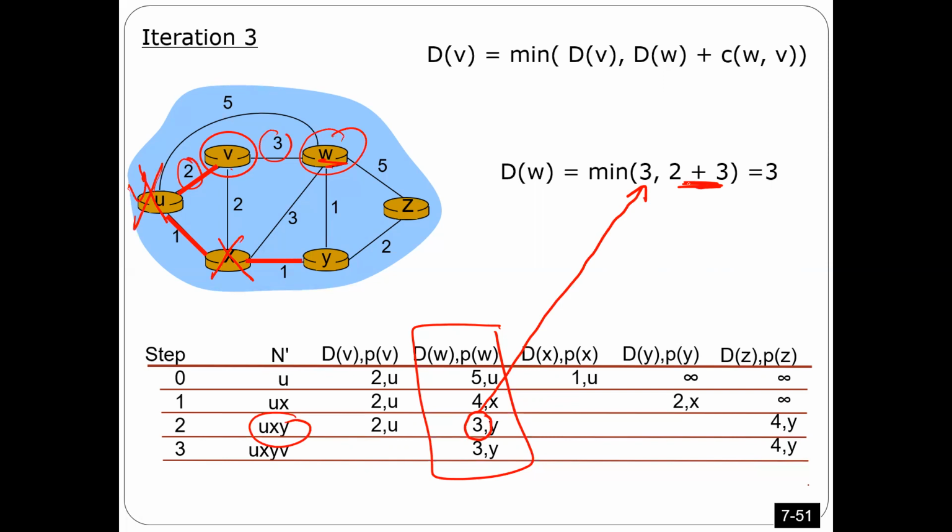2 plus 3, which is 5. Okay. For sure, this is not better. That's why I'm not going to update this one. I'm going to keep this one because it's not better. So now V is done.